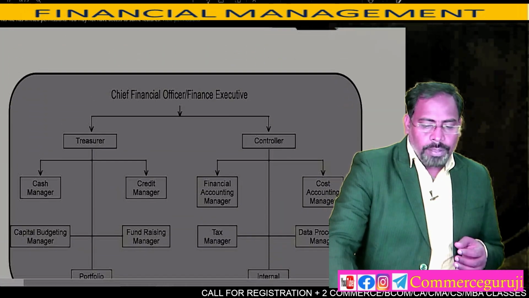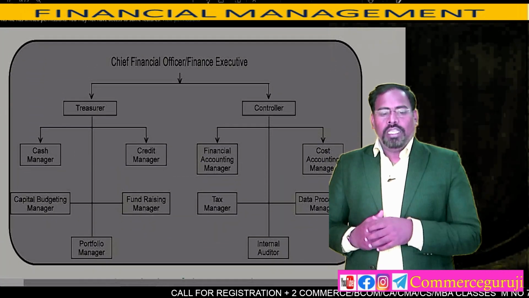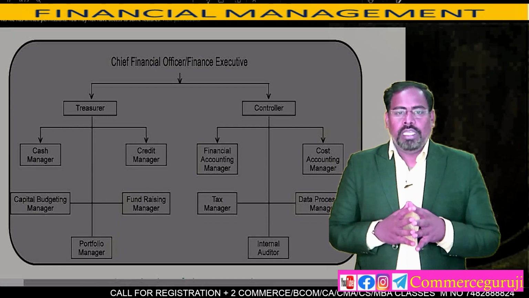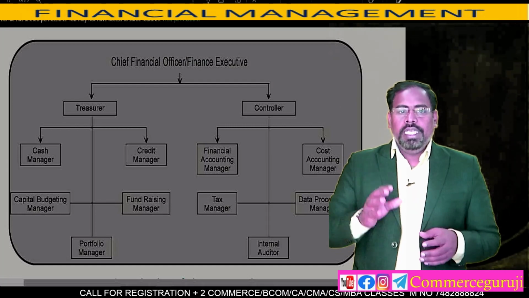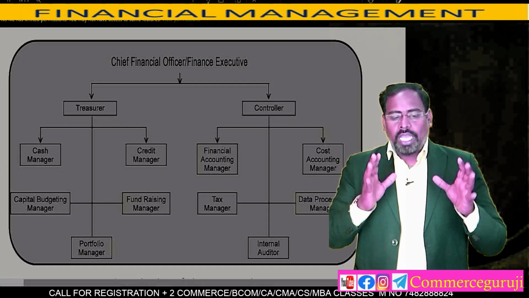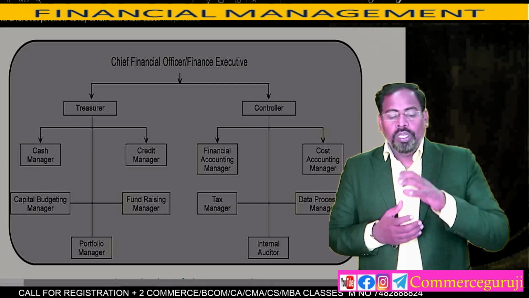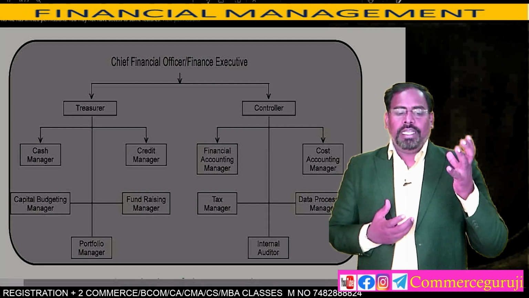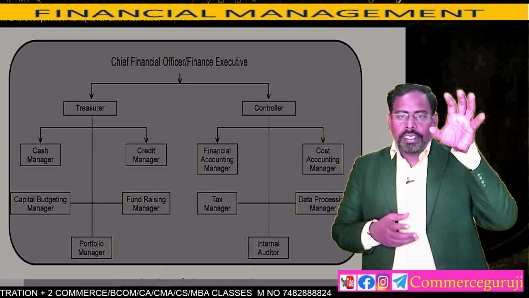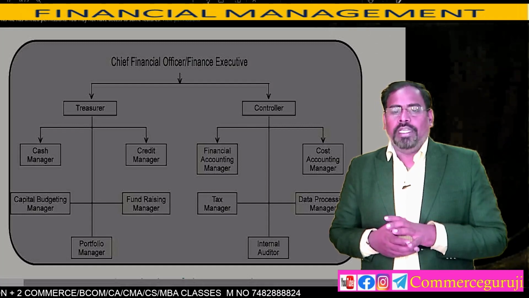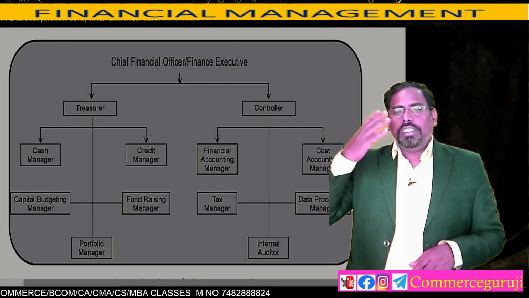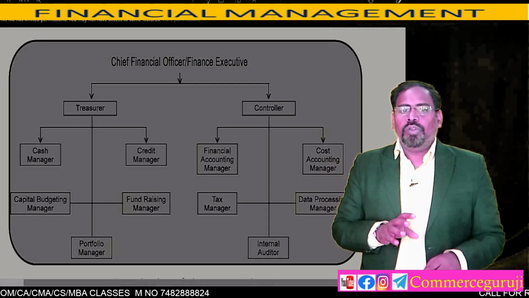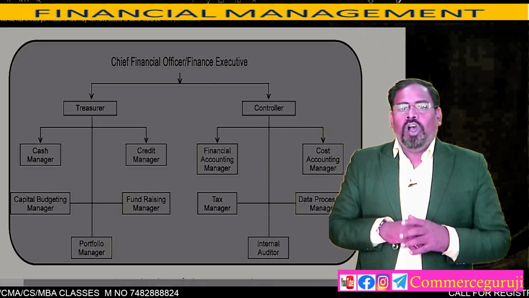And the CFO, or finance executive, has to take care of two basic functions: treasury functions and control functions. In the treasury function, basically the management of the cash aspect or credit aspect. So the cash manager, credit manager, capital budgeting manager, fundraising manager or portfolio manager basically control the different sources of funds. But these are the sources of funds, whereas the controlling part is controlling the finance. Controlling means the financial accounting manager or cost accounting manager.